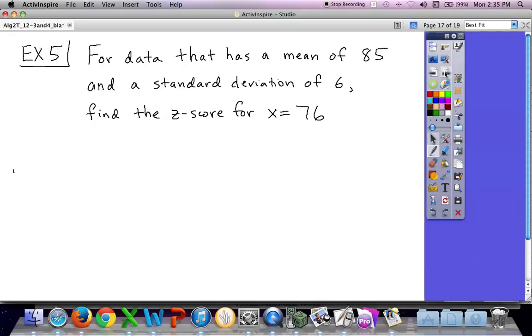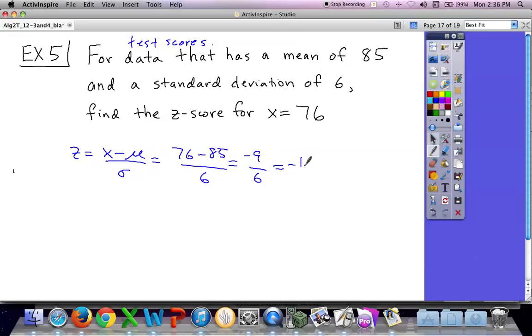Okay, imagine that it is data for test scores, might as well be, right? So let's see, z equals x minus mu divided by sigma, which is 76 minus 85 divided by 6, which is negative 9 over 6, negative 1.5.